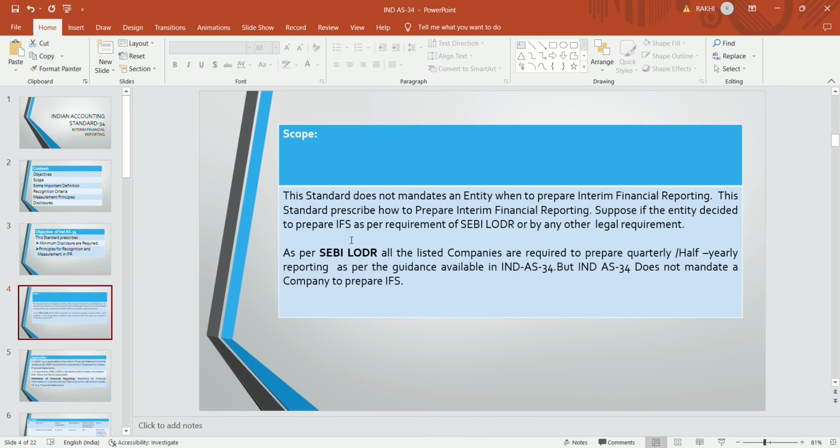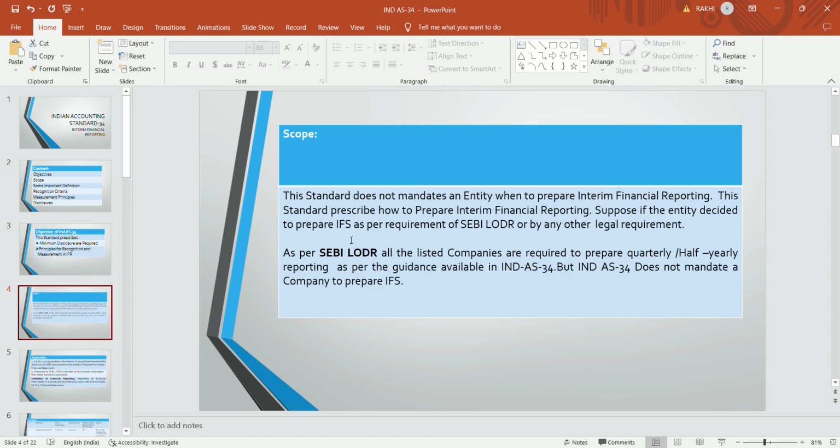This standard does not mandate an entity when to prepare interim financial reporting. This standard prescribes how to prepare it; it does not compulsorily require that a company prepare interim financial reporting. This standard does not say that there is a regulatory compliance requirement for preparing IFR, but it prescribes to the entity how to prepare IFR.